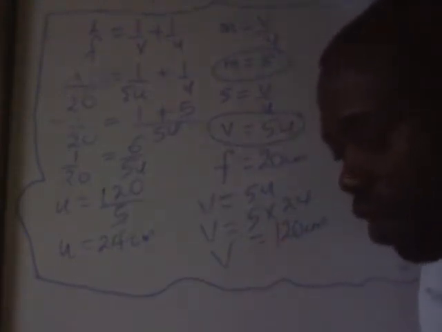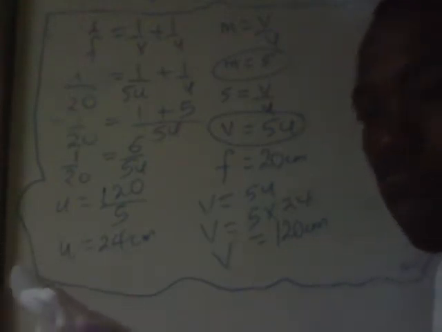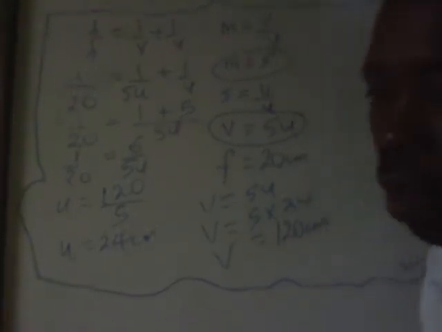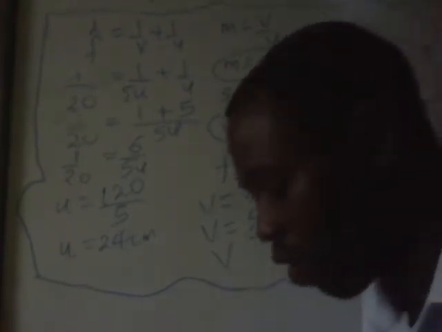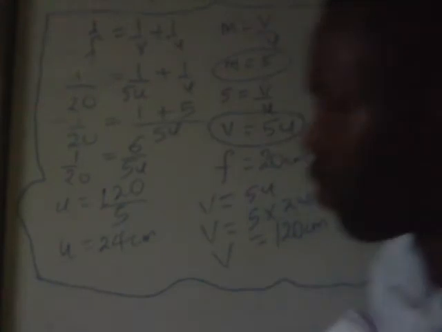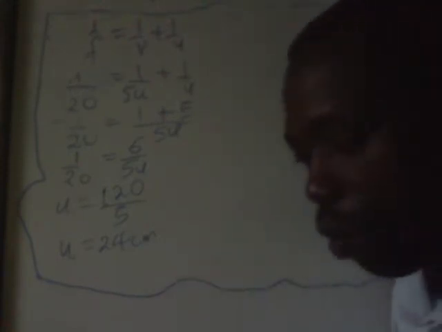Now let's go to number 26. Number 26 says, which of the following statements is correct about gamma rays and X-rays? Let me clean the board a little bit. About gamma rays and X-rays. Which of the following statements is correct about gamma rays and X-rays?